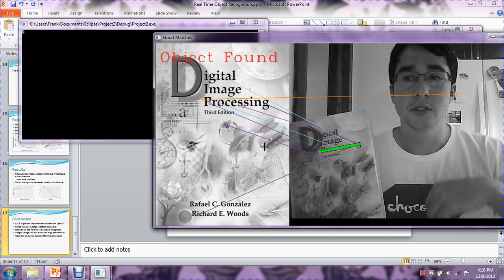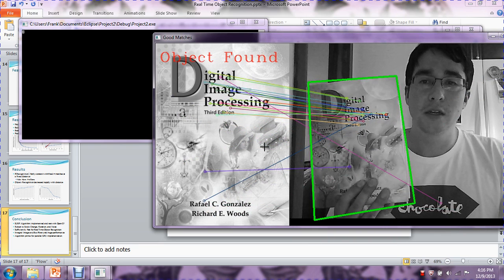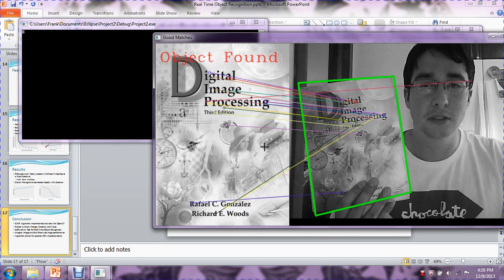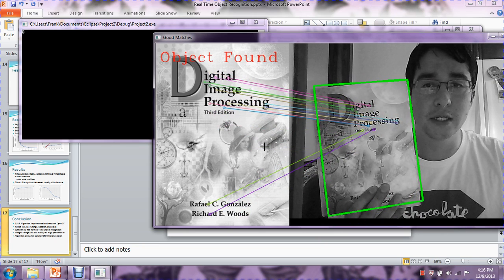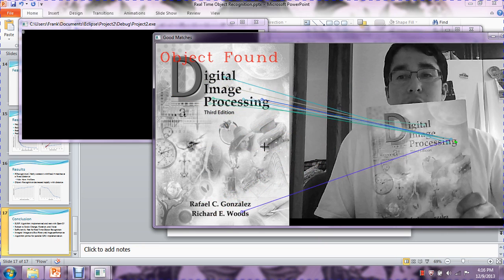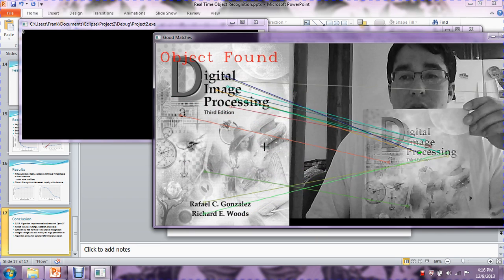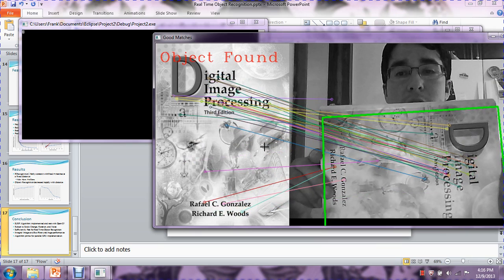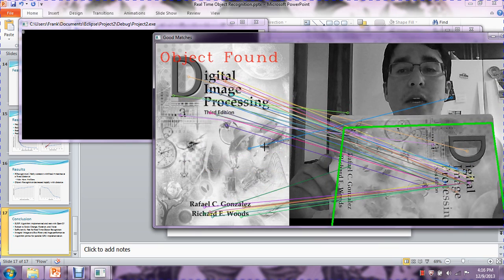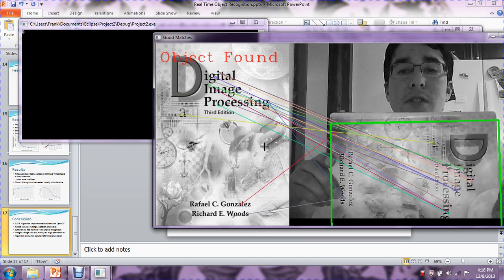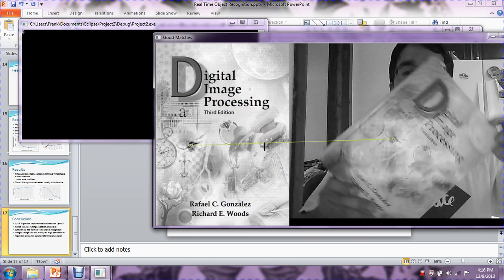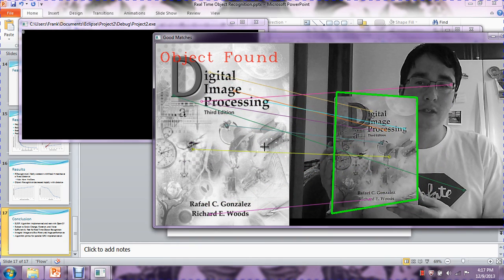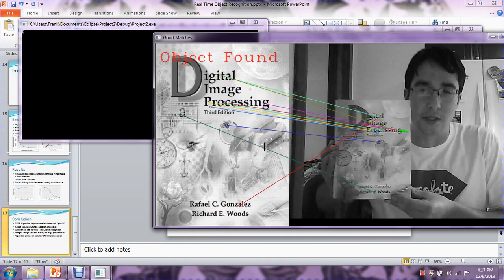So here you can see the frame rates are quite a bit slower doing real-time object detection, but you can see that the book is being found. You can move it around a little bit, and at various places there's enough interest points detected to recognize the book successfully. At different scales, there's various probabilities that it will be correctly identified.